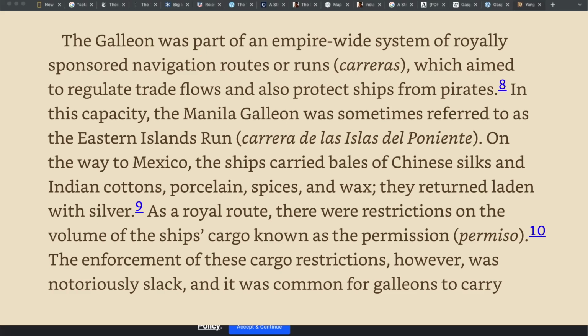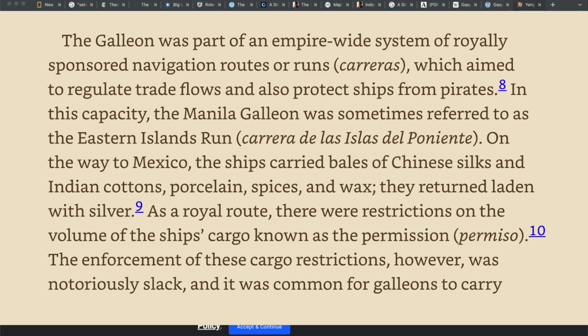It says here the galleon was part of an empire-wide system of royally sponsored navigation routes or runs, carreras, which aimed to regulate trade flows and also protect ships from pirates. In this capacity, the Manila galleon was sometimes referred to as the Eastern Islands Run, Carrera de las Islas del Poniente. On the way to Mexico, the ships carried bales of Chinese silks and Indian cottons, porcelain, spices, and wax. They returned laden with silver.